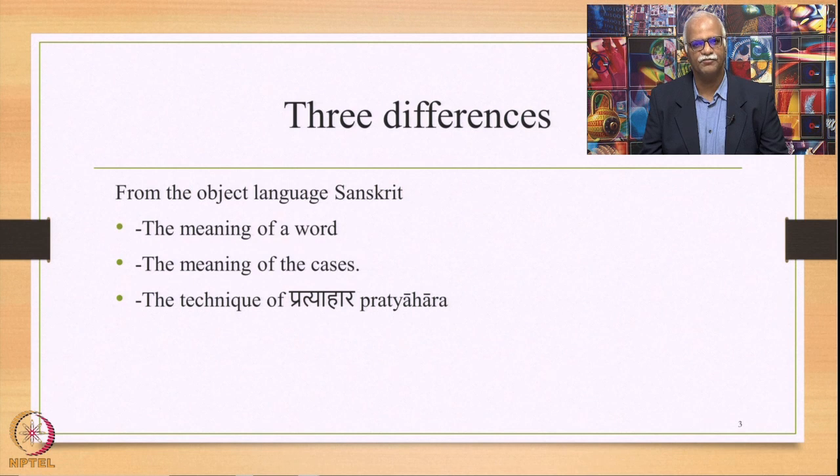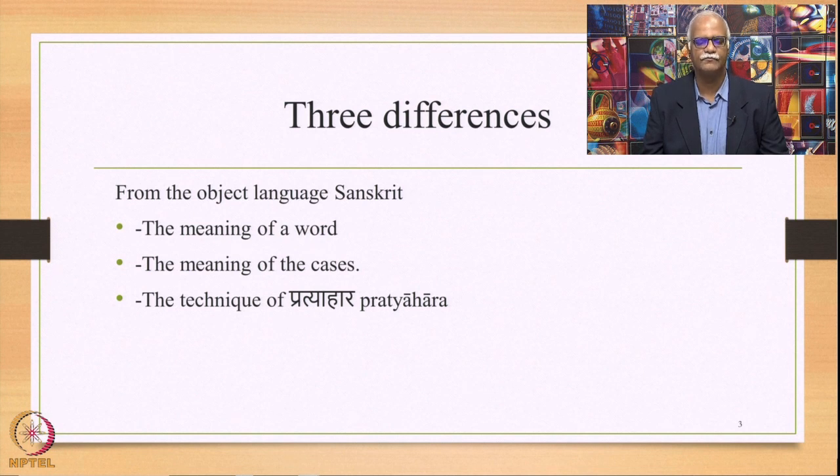The first difference was about the meaning of a word, and we said that in the object language a word denotes some meaning which is of two kinds. One is what is generally known as meaning, and the other one is the word form, which is part of the meaning. In the object language it is the meaning which is the head, main, predominant, and the word form is subordinate or qualifier or modifier. And then we said that in the metalanguage it is the word form which becomes the head or the main or the predominant meaning, and the meaning becomes subordinate or the qualifier or the modifier. This is an extremely important difference, and that is why we are repeating that information.